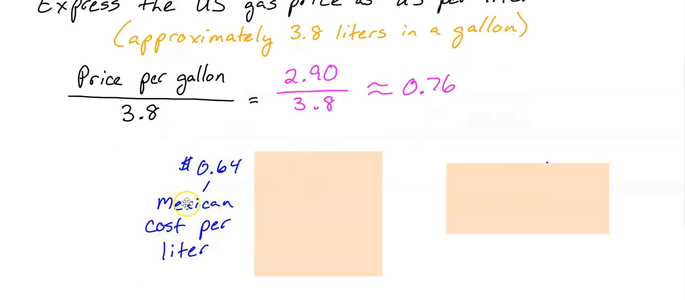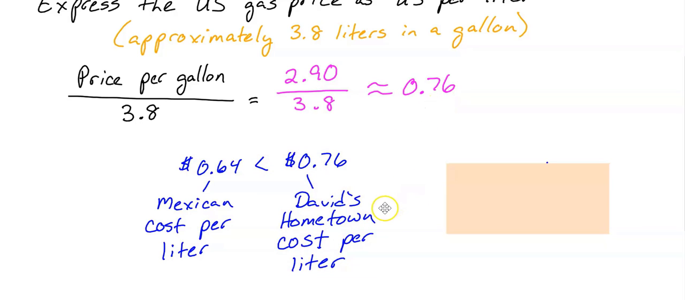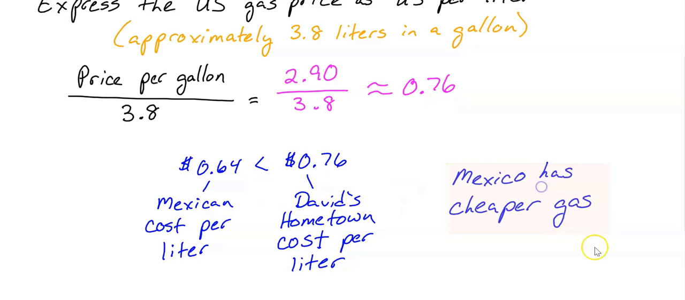So if I compare the Mexican cost per liter of 64 cents versus the 76 cents of his hometown, we can see that Mexico has a cheaper gas price.